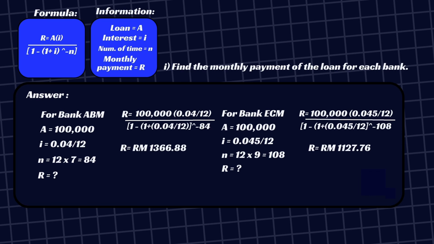For bank ACM, we know that interest equal to 0.045 divided by 12, and the number of time is 108. After that, we just put the information into the same formula. So, R equal to 1,127 ringgit and 76 cent.